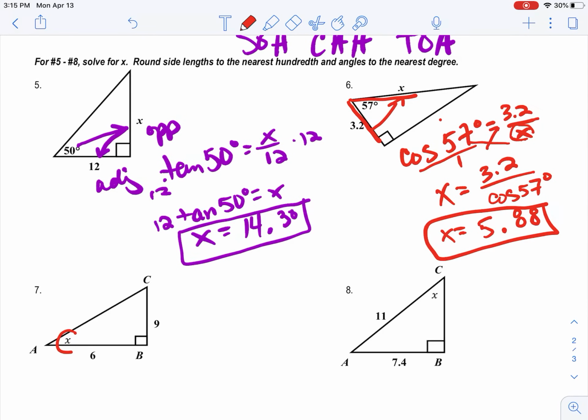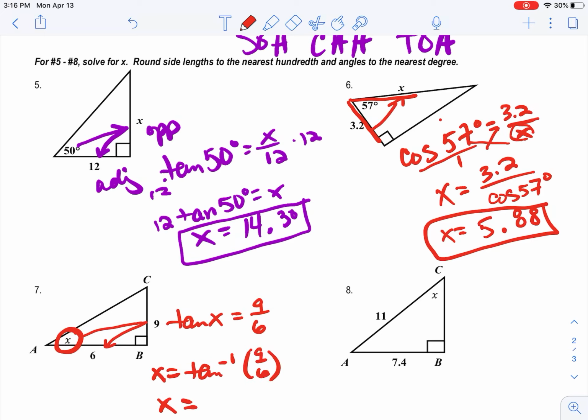Okay, now we need to find this angle. So now we're going to have to do an inverse of some sort. Okay, that's opposite and adjacent. So that's a tangent. So we have tangent x equals 9 over 6. So x equals, in my calculator, inverse tangent of 9 over 6. And it said round to the nearest degree, so we don't really need a decimal on that. Inverse tangent of 9 divided by 6. I get 56.3. So since it's a 3, I can just call this 56 degrees.